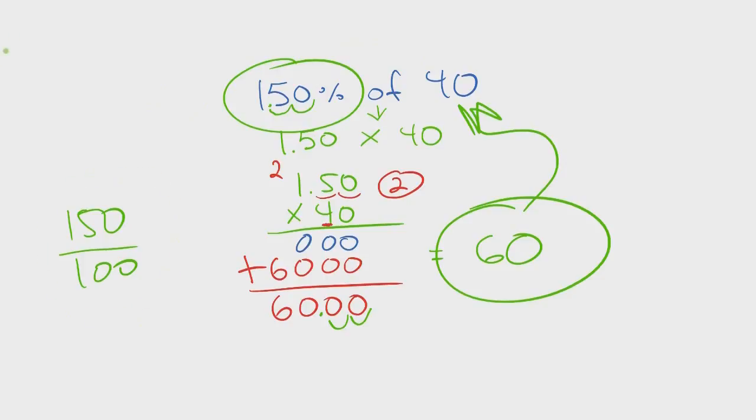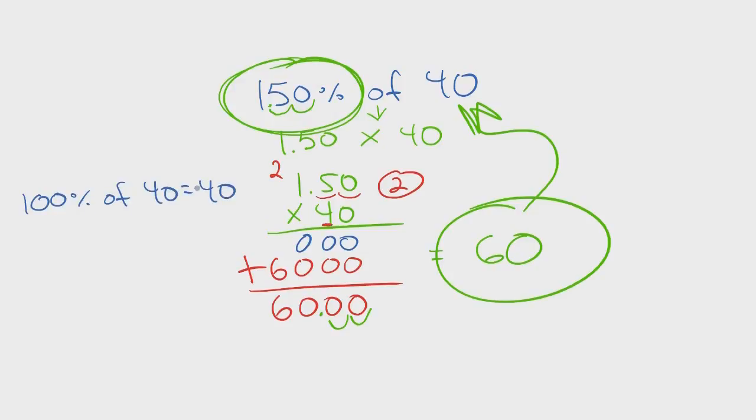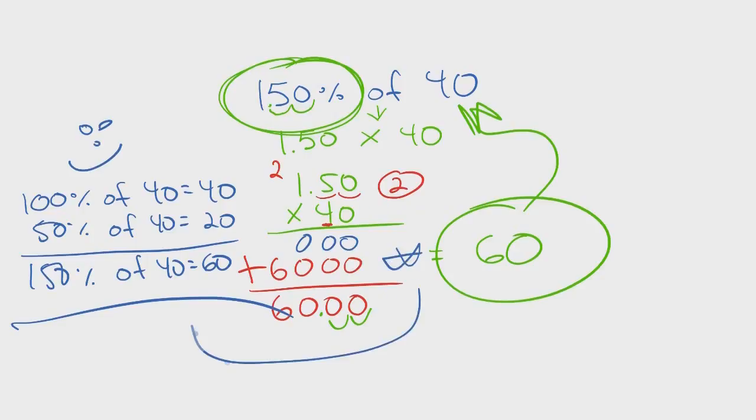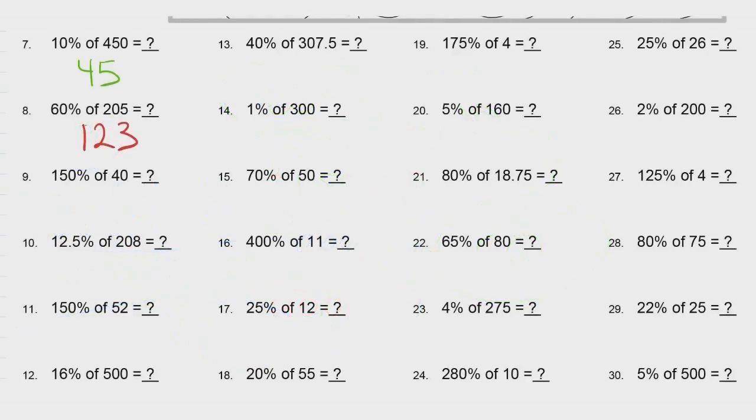By the way, if you want to see a quick trick for this, you know how this was 150%? Well, you know 100% of 40 equals 40. Then you have 50% of 40, and you know that's half, so that's 20. This makes 150% of 40 equals 60. Pretty simple, huh? I love these shortcuts. So you really didn't have to do all this multiplication. You could have just done it this way. Answer for problem 9 is 60.